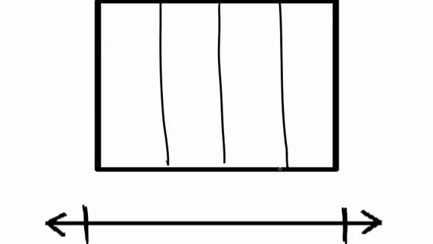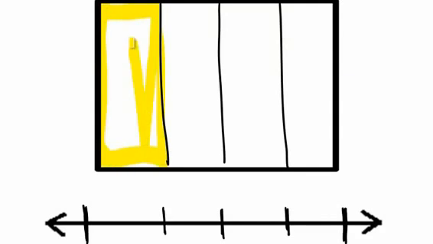If we break the block into 4, it looks like this. If we break the space on the number line into 4, it looks very similar. The numerator tells me I'm thinking about just one of those pieces, like this. So I would hop just one space from 0 to here.